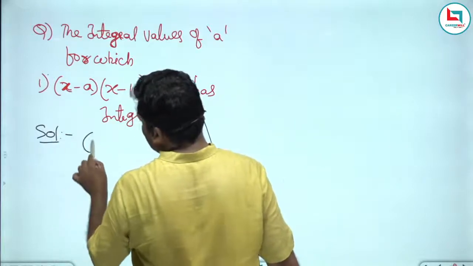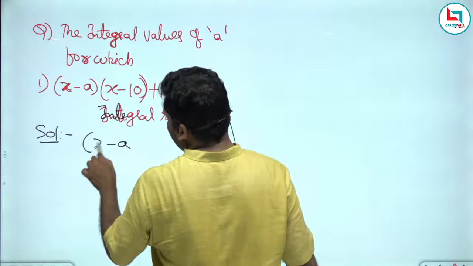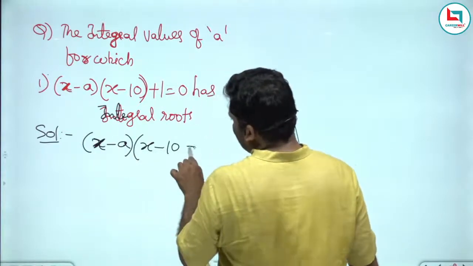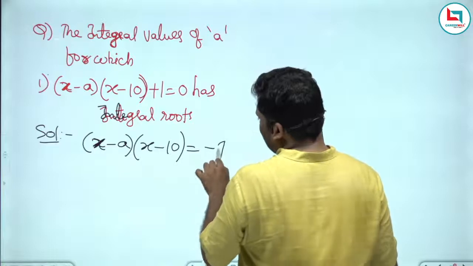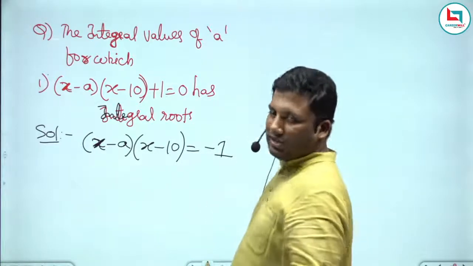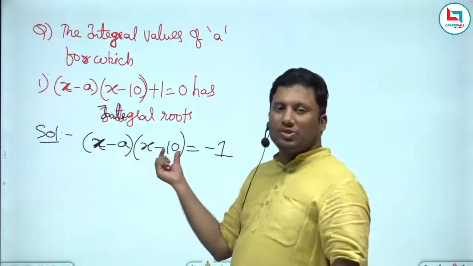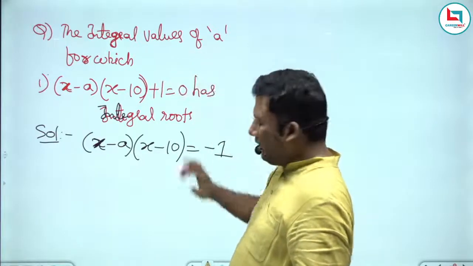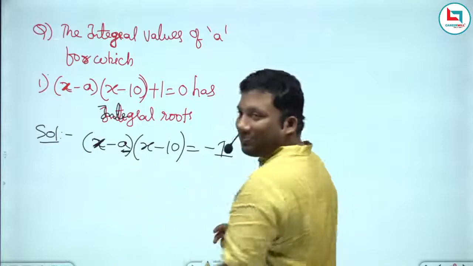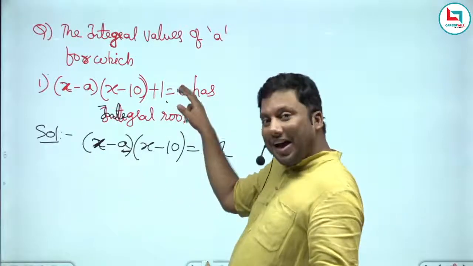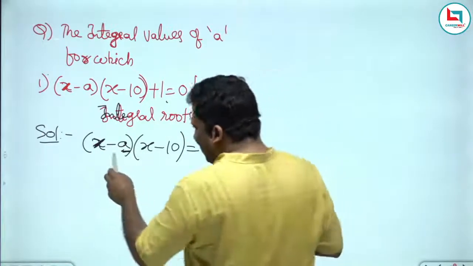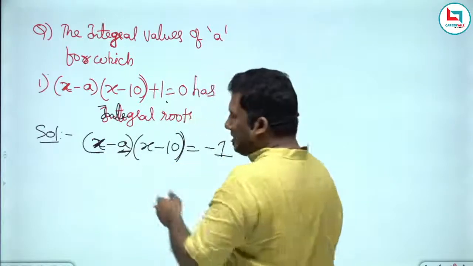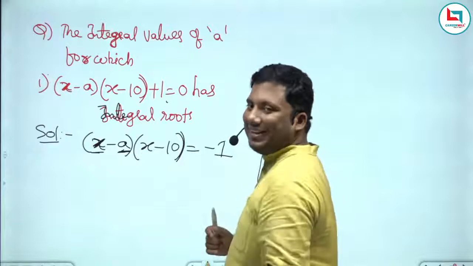This can be written as x minus A into x minus 10 plus 1. If I write it on the right hand side, this will become minus 1. x minus A into x minus 10 is minus 1. A is an integer, and since this equation has integral roots, x is also an integer. Integer into integer is an integer.